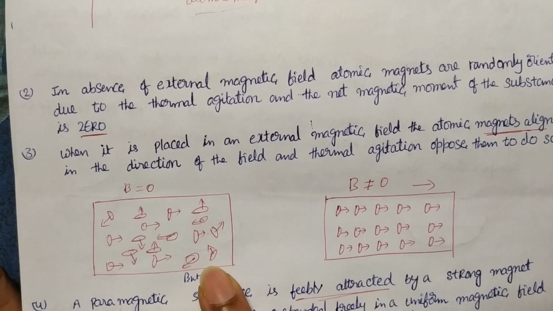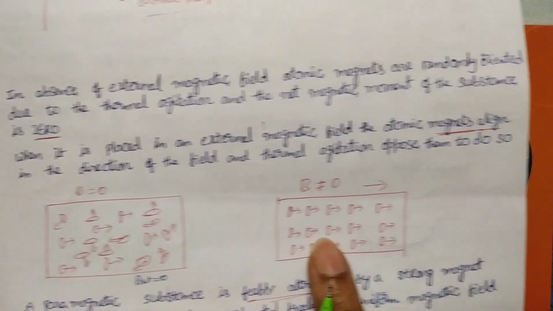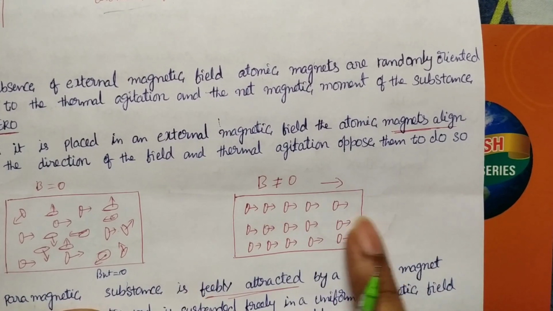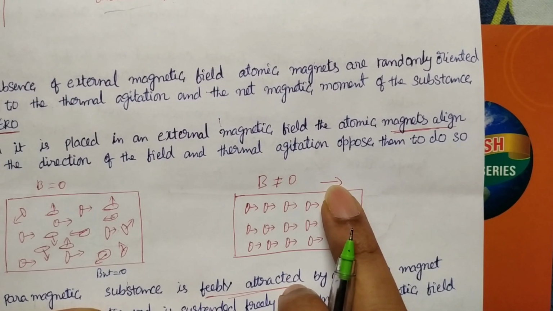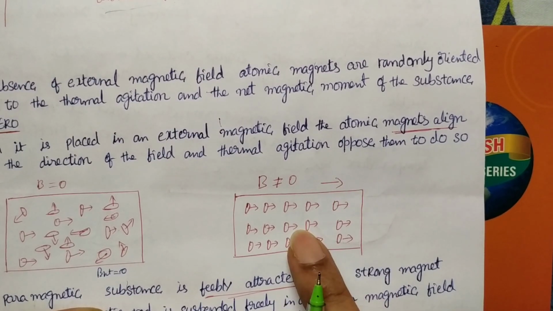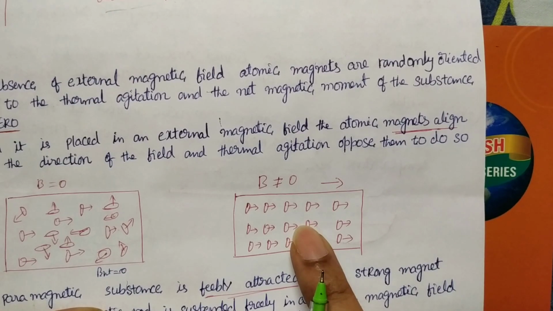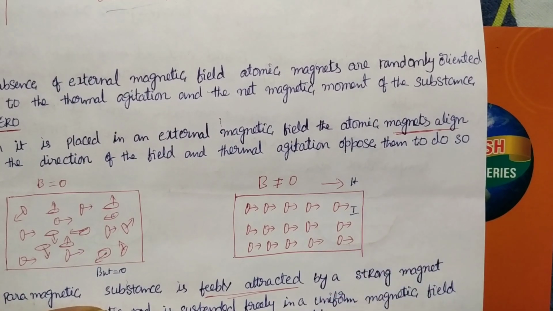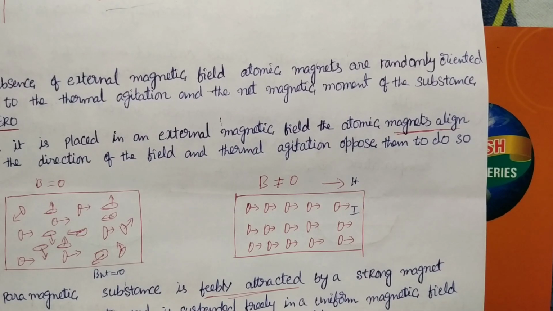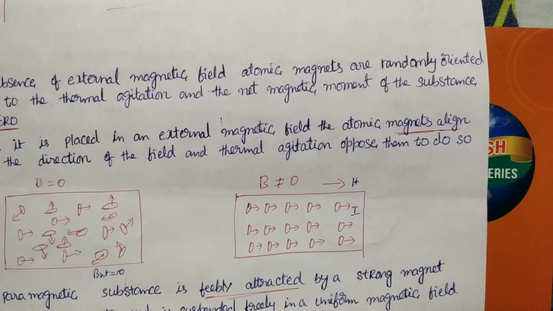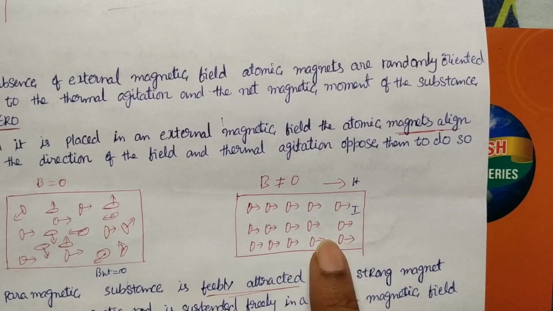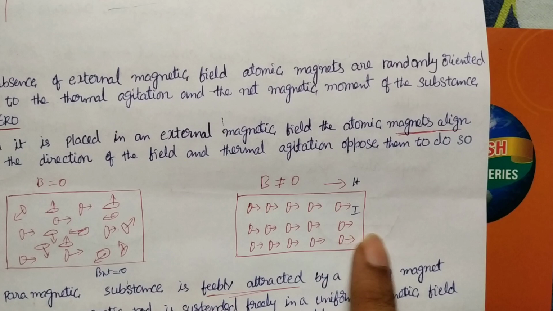What happens if you place this paramagnetic material inside a magnetic field? All these atomic magnets are aligned in a particular direction, the same direction as the external field. Because of that, additional magnetism is induced inside. Suppose the externally applied field is H, and inside it induces I, as we discussed in an earlier class. H is the applied field and I is the induced field. In diamagnetic material, this induced field is created opposite to the external field. But in paramagnetic material, it is created in the same direction.